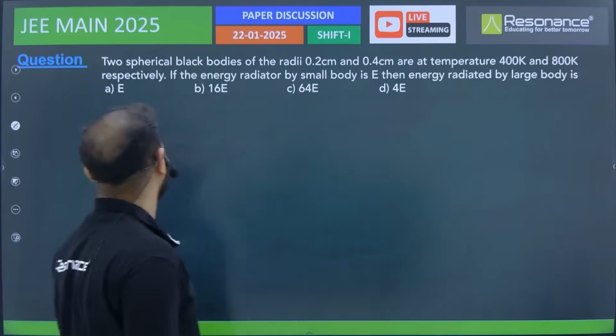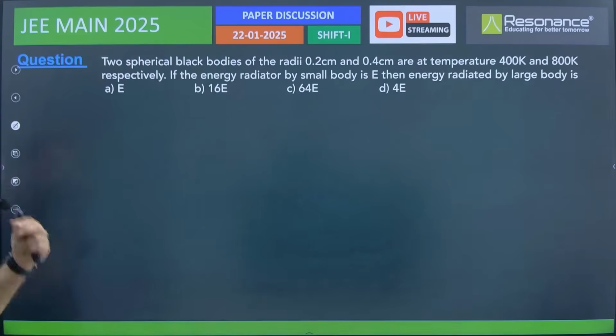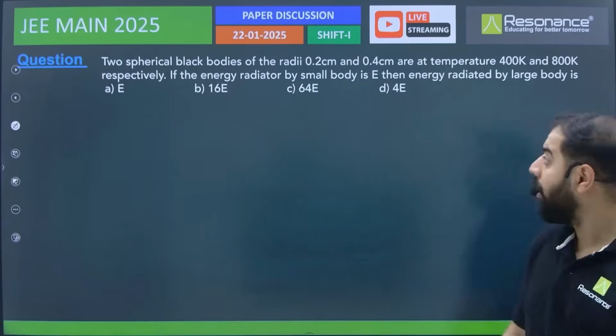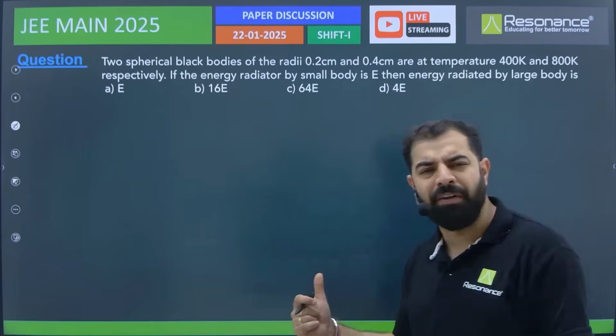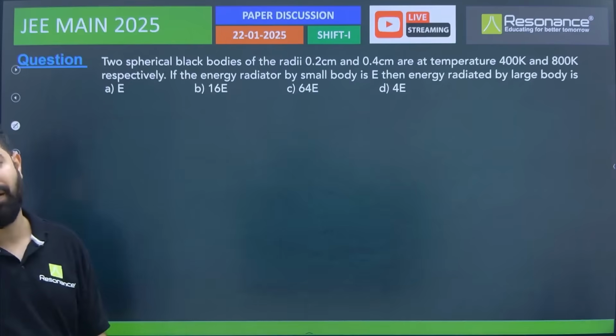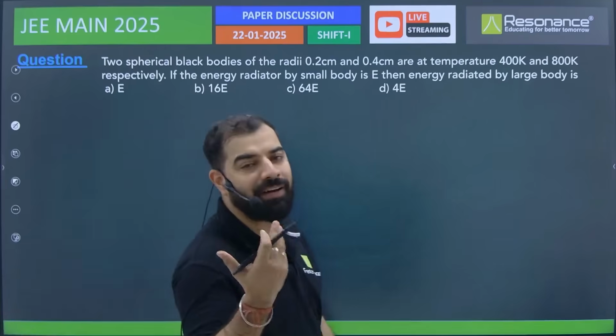Let's go for the next question. Two spherical black bodies of radii 0.2 centimeter and 0.4 centimeter are at temperature 400 Kelvin and 800 Kelvin. So, it's a straightaway question from heat transfer, the concept of radiation.